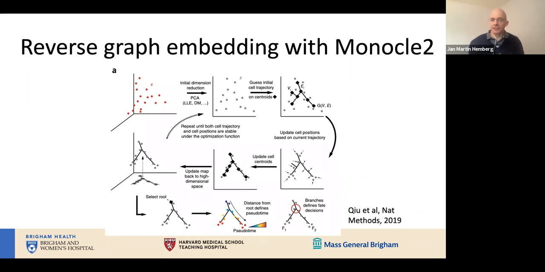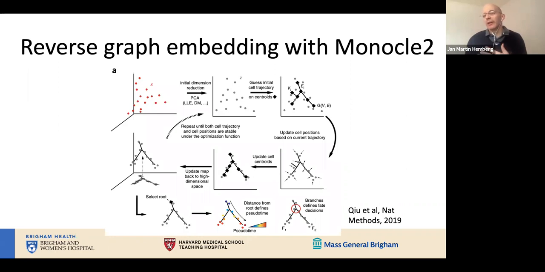They use a reverse graph embedding strategy. And very loosely speaking, what they're doing is essentially trying to find a principal graph, which is an extension of the idea of a principal curve, which tries to capture as many of the points as possible by going through their centroids. So Monocle 2 will also automatically try to identify a number of branching points and their locations.